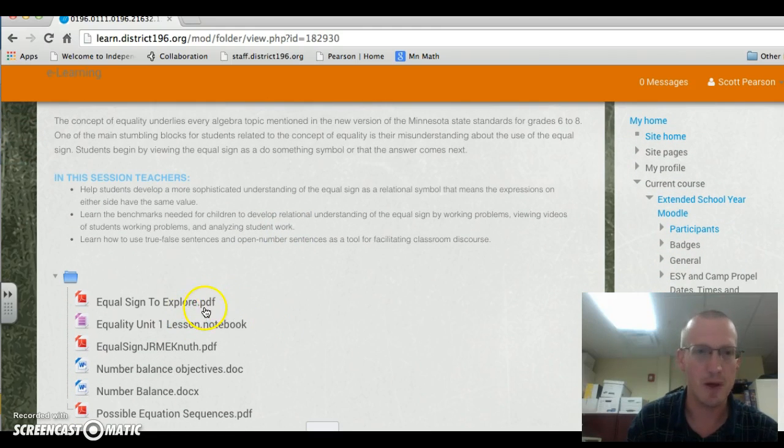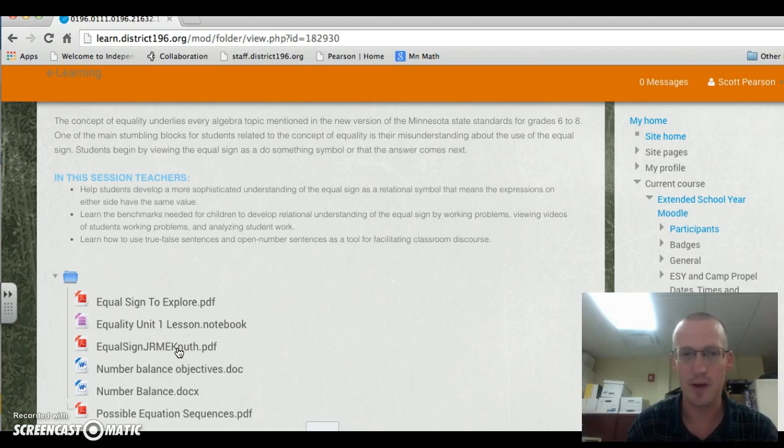If you look down on the bottom, you have the equal sign to explore. I'm going to make reference to that one a couple different times. The Equality Unit 1 lesson notebook, I'm going to be referencing quite a bit. There's an article titled Equal Sign, by Knuth over at Madison University in Wisconsin. He really outlines the whole work of the equal sign, and we're going to be referencing a lot of his. It's a great article to start with if you want to look at that.